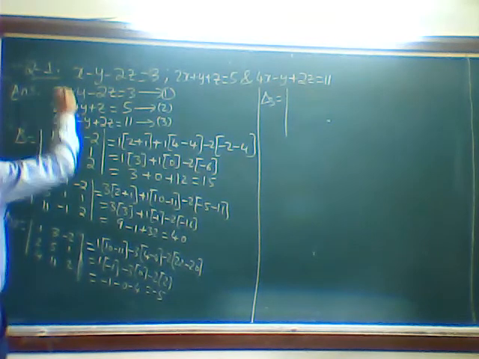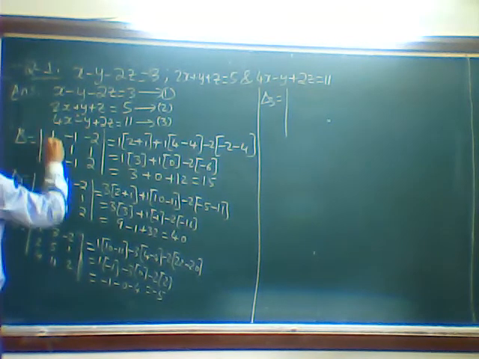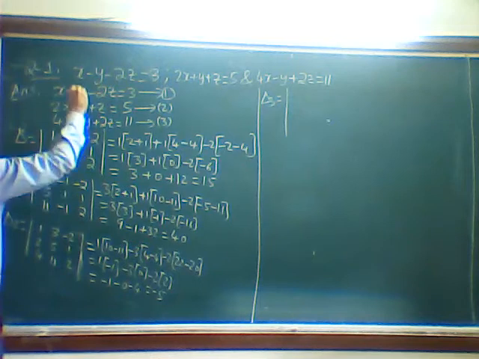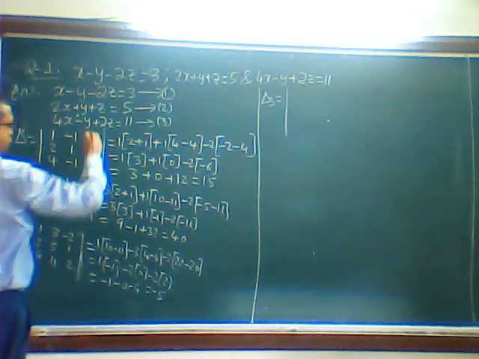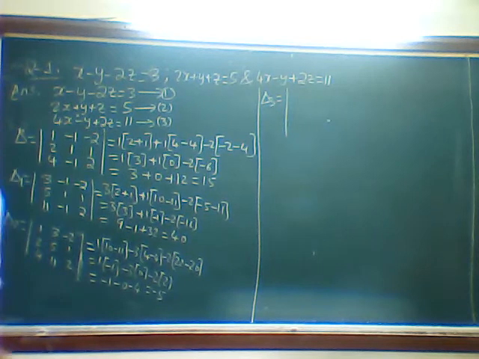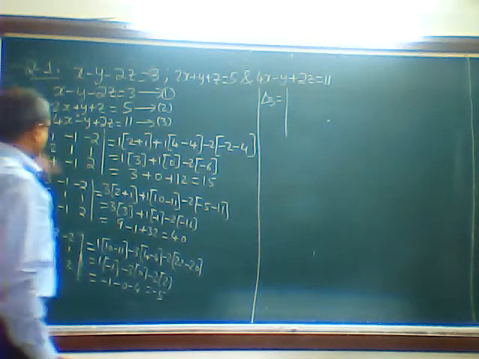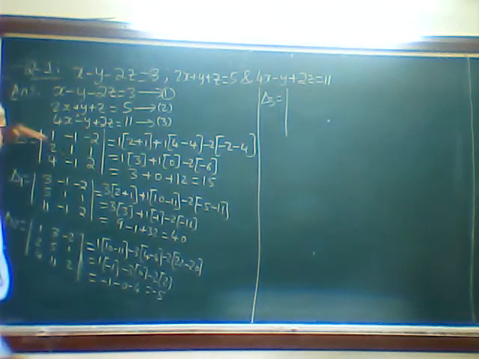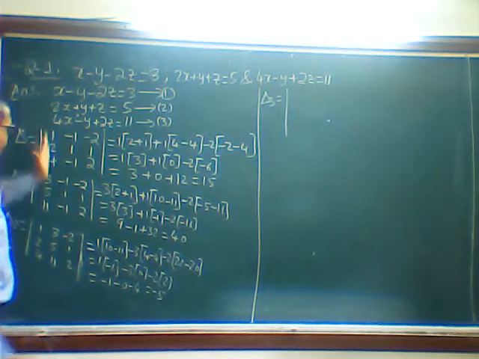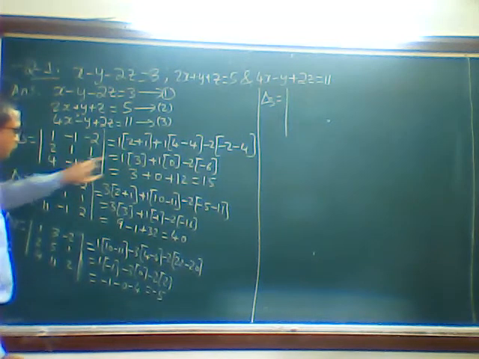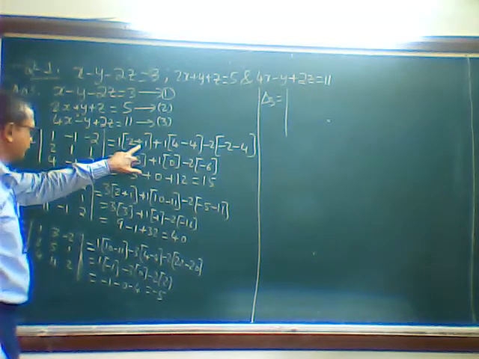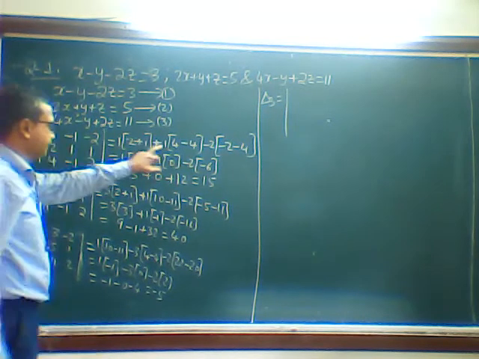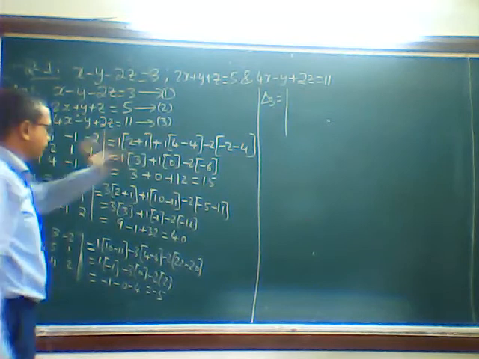Delta is what? Coefficients of x: 1, 2, 4. Coefficients of y: minus 1, plus 1, minus 1. Of z: minus 2, 1, 2. Okay, delta we will find out. First row, 1, take it outside. It is the element of first row and first column. 1 into 2 is 2, minus 1 into 1 is minus 1, minus minus plus 1. Then again here minus sign comes, but due to this minus it will become plus.